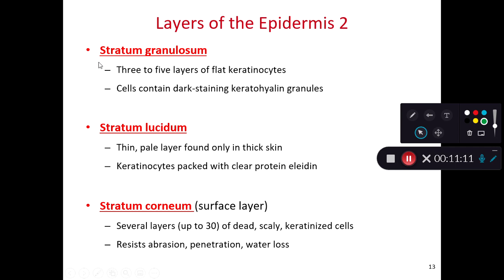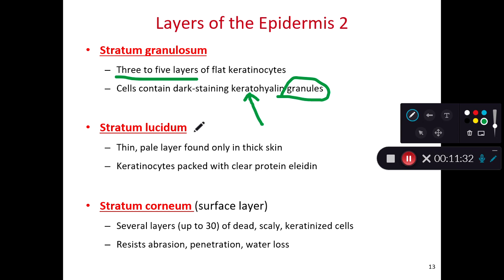Next, we have the stratum granulosum. And just to reiterate, when we look at the stratum granulosum, that's going to be that darker purple layer in a photomicrograph where you start to see those granules filled with keratin. And it's one of the thinner layers. It's typically 3 to 5 layers thick.